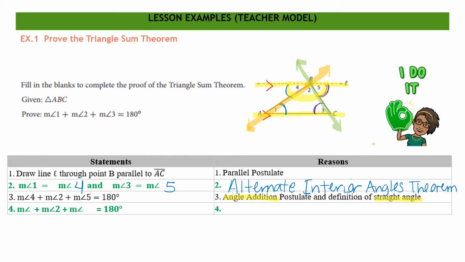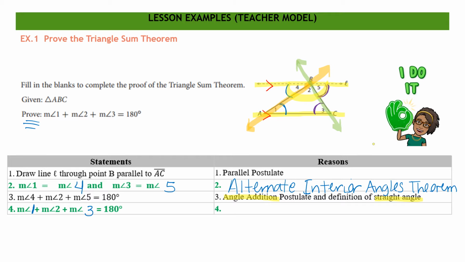Statement number 4 states that we can move from statement number 3 and create this new equation where the measure of some angle plus the measure of angle 2 plus the measure of some other angle equals 180 degrees. Well, we stated in statement number 2 that angle 1 was equal to angle 4 and angle 3 was equal to angle 5. So if I'm moving from statement number 3 to 4, I see that 4 can be replaced with the measure of angle 1, and 5 can be replaced with the measure of angle 3. And as you can see, it brings us back to what we originally wanted to prove, that all three angles in triangle ABC, which was 1, 2, and 3, were equal to 180 degrees.